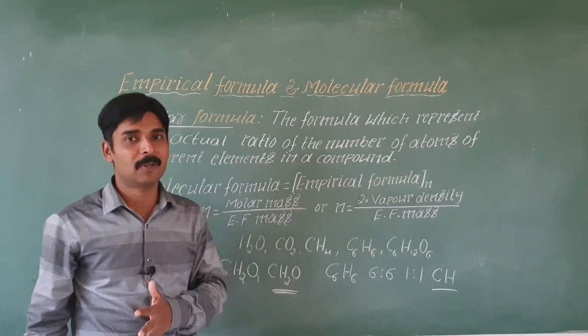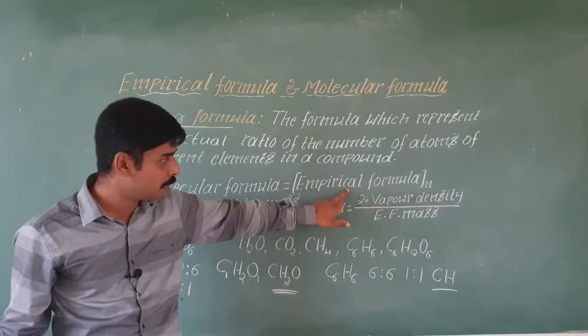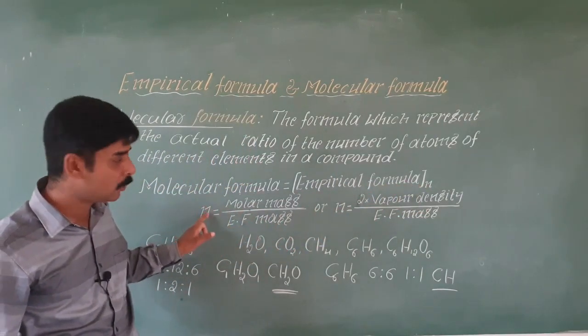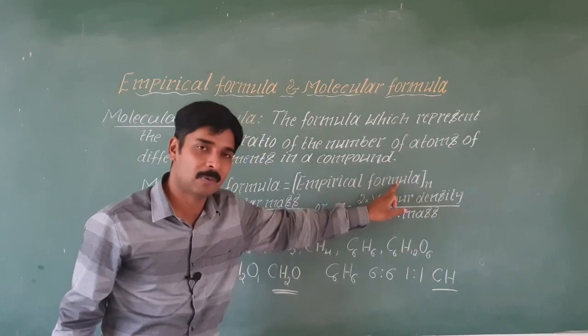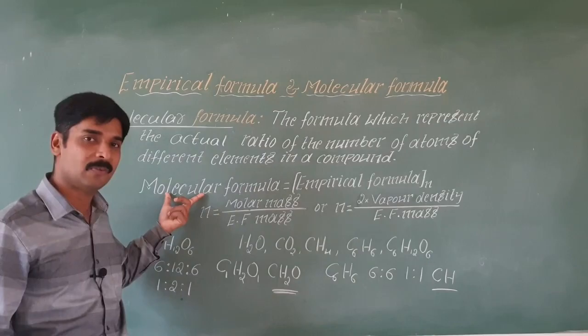So, to calculate the molecular formula of a compound, first you must find the empirical formula. Once you find the empirical formula, then you must find the value of N. Once you know the value of N and the empirical formula, multiply the empirical formula by N, and you will get the molecular formula of the compound.